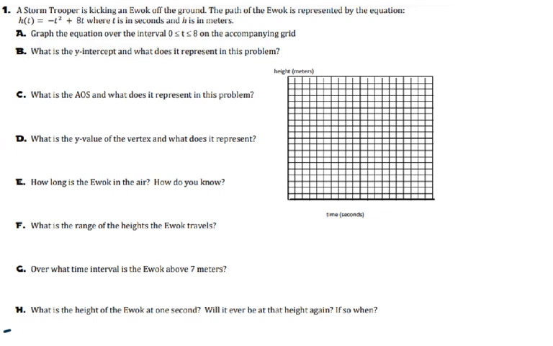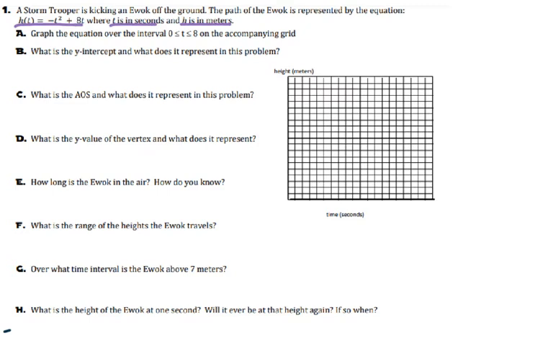Example 1, a stormtrooper is kicking an Ewok off the ground. The path of the Ewok is represented by the equation h of t equals negative t to the second power plus 8t, where t is in seconds and h is in meters. So I'm going to go ahead and underline some of the important information in this problem. Obviously, I'm going to need the function. It's important for me to know that t is in seconds and h is in meters. So I just like to start by underlining all of those things.